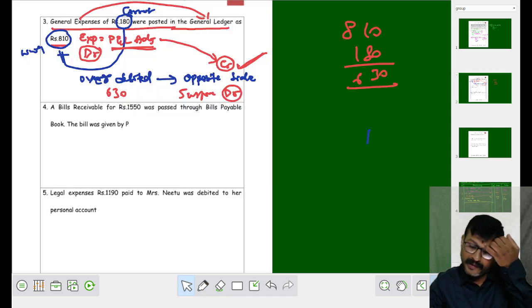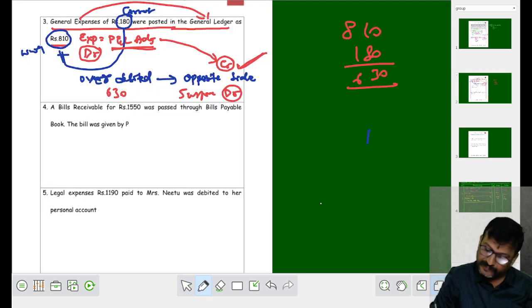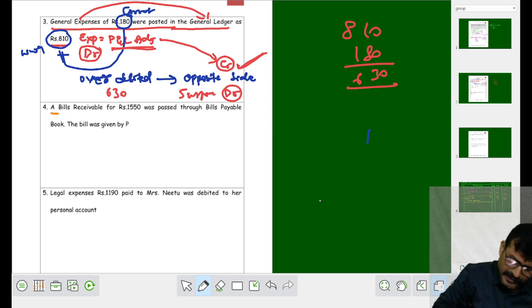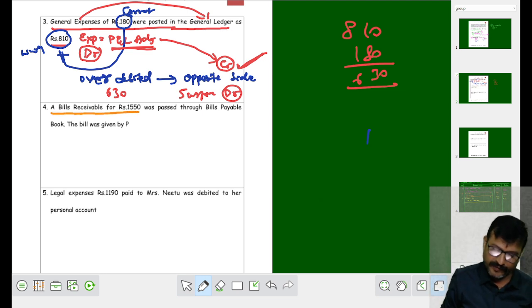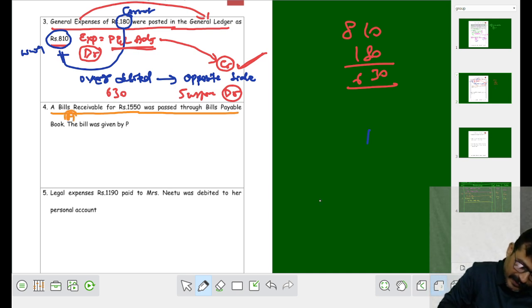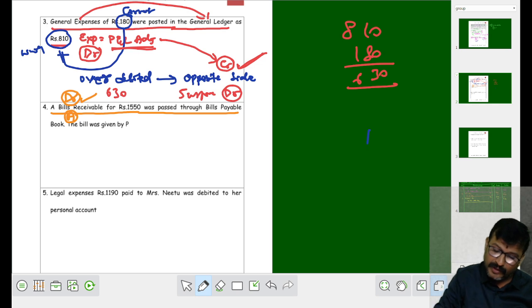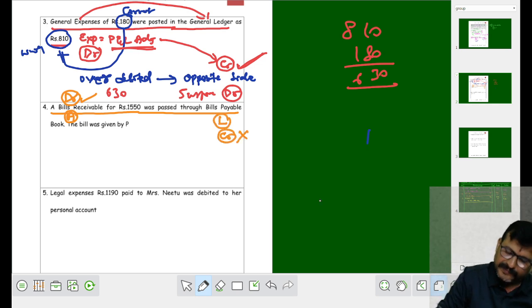See what happened in the next transaction. Bills receivable 1550 passed through the bills payable. Bills receivable is an asset. Asset is to be debited, correct debit. Passed through the bills payable, which is a liability, is a wrong credit.